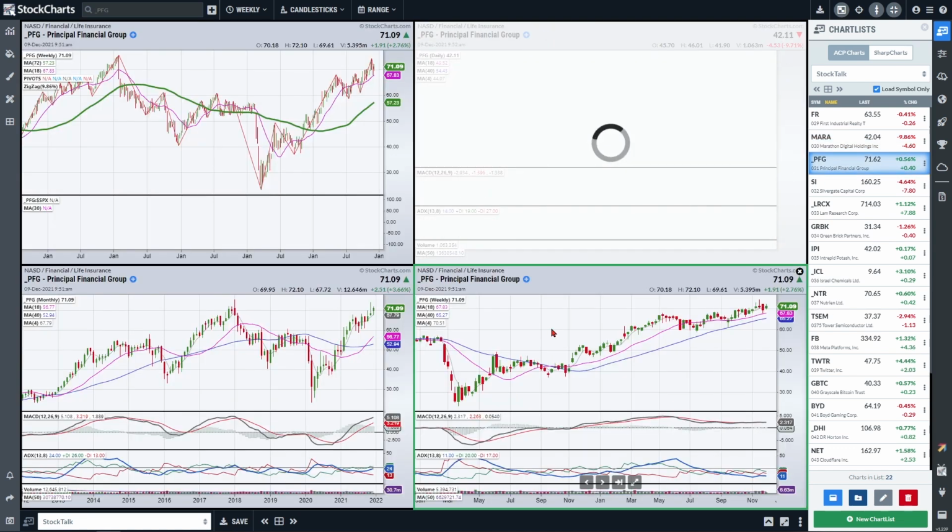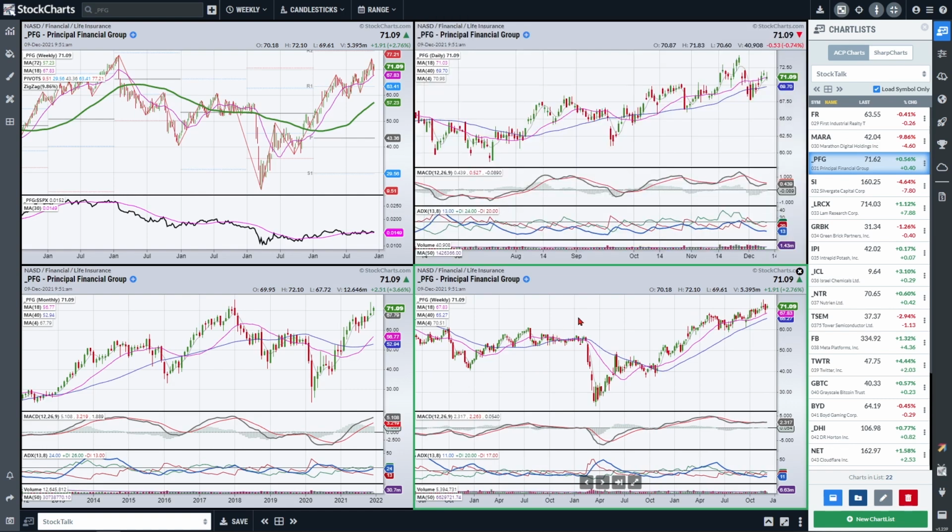PFG, Principal Financial. So, really not a bad overall pattern. What I don't like is this upward drift that we've got going here. We're not really getting the confirmation on a MACD or ADX basis. And if we're going to move up like this, I do want to see green DI at least start to move back above 25. And this hasn't been able to do that.